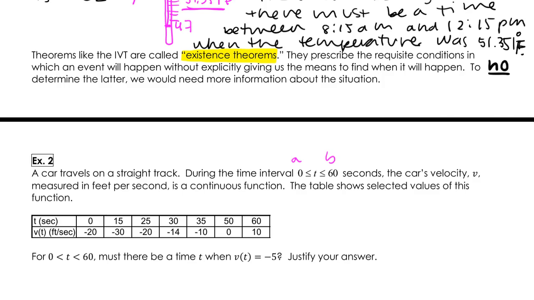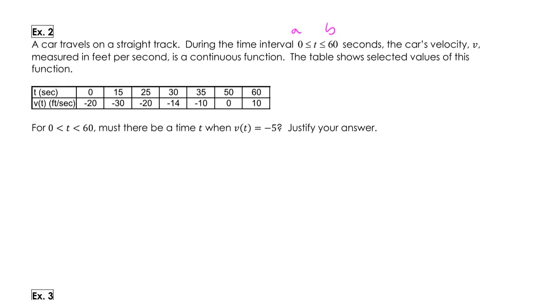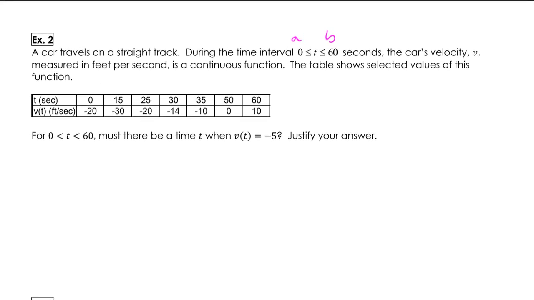Okay, on to example 2. In this case, we have a car traveling on a straight track, and during the time interval 0 to 60, you see I already have an A and B there. I want to keep relating this to the theorem, because if you know the theorem, you'll know how to approach these problems. Okay, we have a car's velocity, continuous. Remember, that was the first thing we needed. We needed to show that a function was continuous. So we have that out of the way.